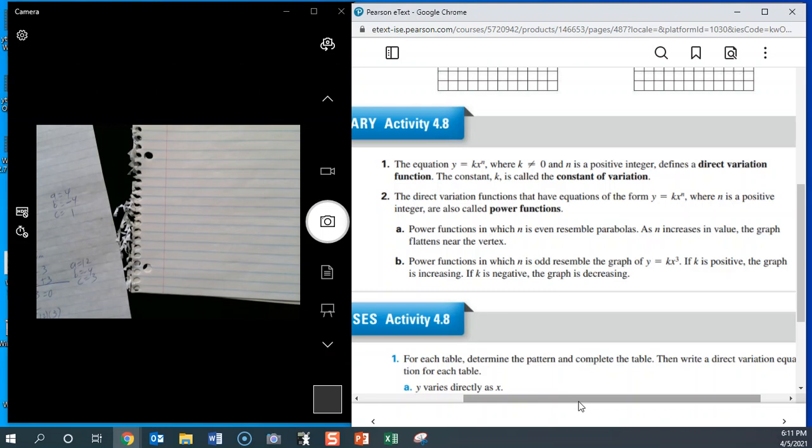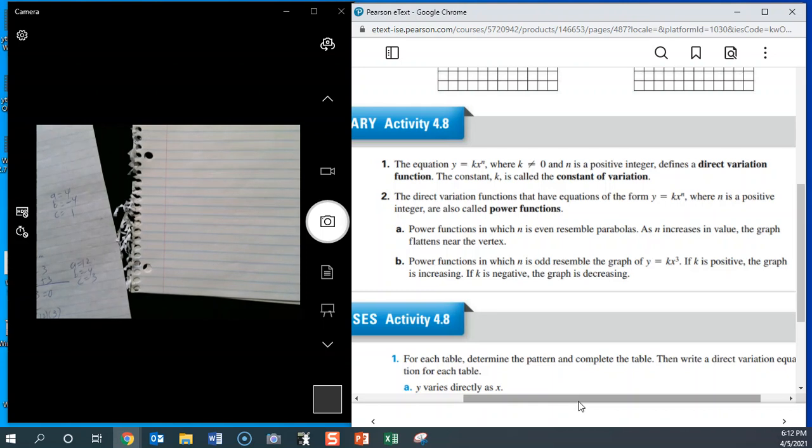Power functions in which n is even resemble parabolas. As n increases in value, the graph flattens near the vertex. Power functions in which n is odd resemble the graph of y equals kx to the third. If k is positive, the graph is increasing. If k is negative, the graph is decreasing. So we'll be coming back to these definitions.